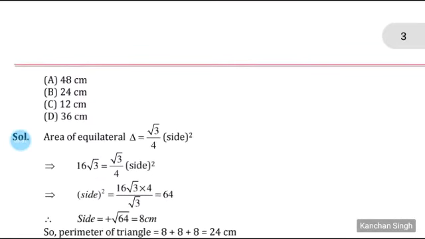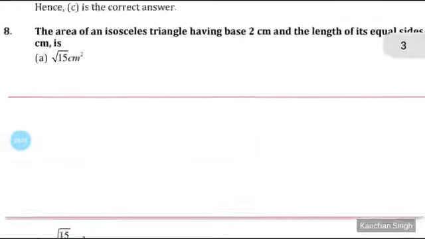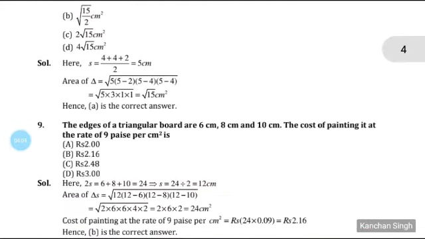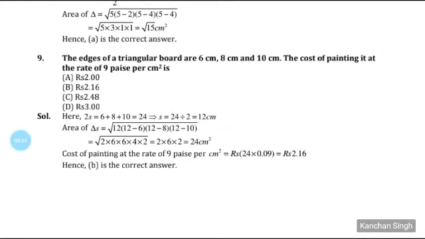Now see, this is your part again. The area of an isosceles triangle having base 2 cm and length of its equal side 4 cm is? That is also your part that you have to calculate. Now see, here the edges of a triangular board are 6 cm, 8 cm and 10 cm. The cost of painting it at the rate of 9 paise per centimeter square. So here we will calculate S. After calculating S, we calculate the area of the triangle. Then for the cost of painting, you multiply that with the area.